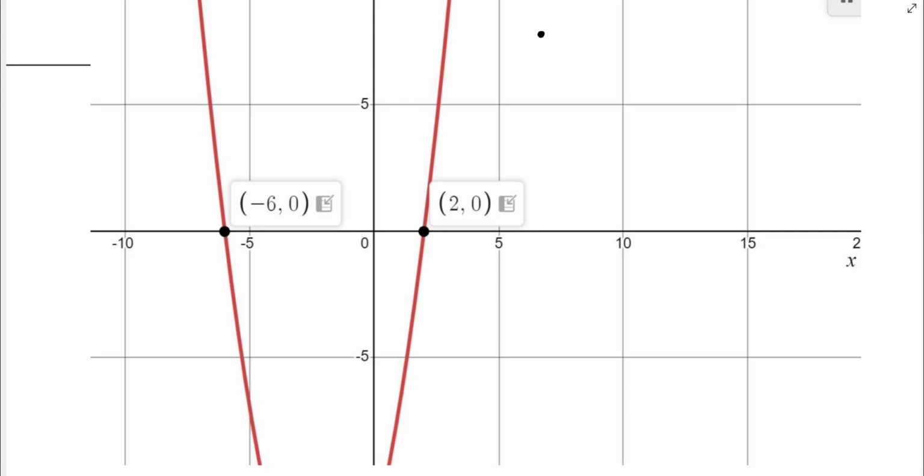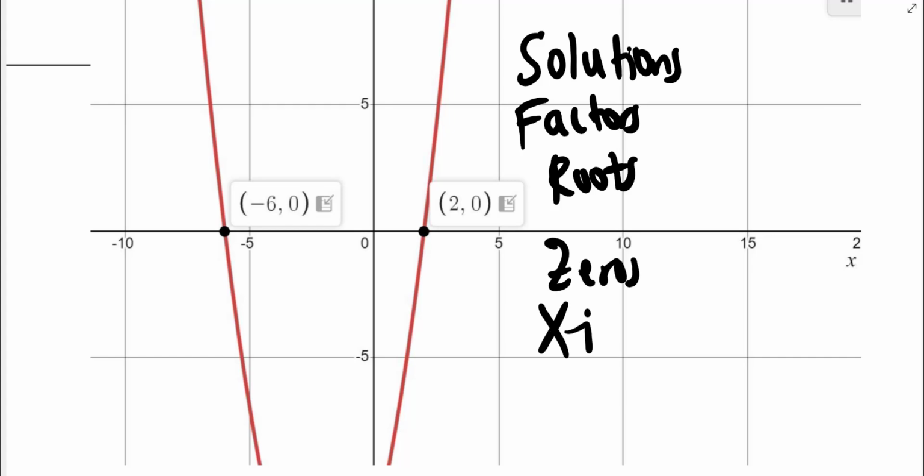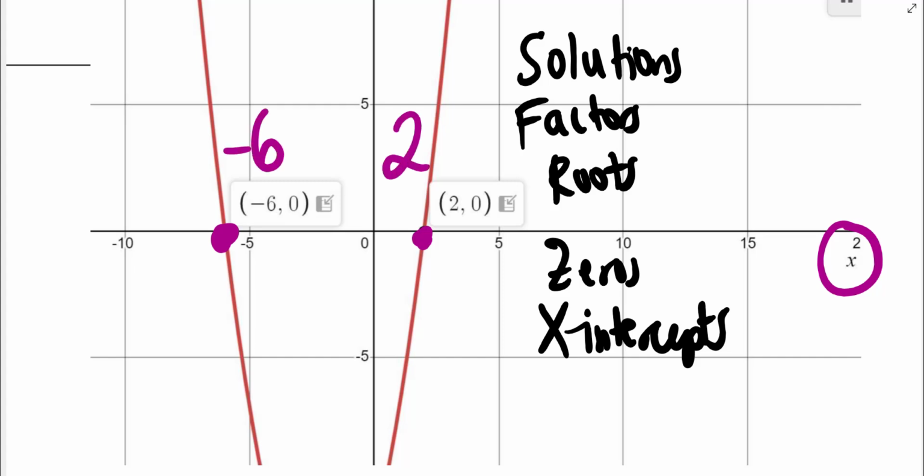And remember that there are different words you can use for finding the answers. For example, you could use the word solutions, factors, roots, zeros, or x-intercepts. Those all mean the same thing. The solution to this graph, or the factors or the roots or whatever, is where the graph touches the x-axis. In this case, the solutions are -6 and +2. You can also see the factors are -6, +2, roots are -6, +2, zeros are -6, +2, and the x-intercepts are -6 and +2. It's all the same thing.